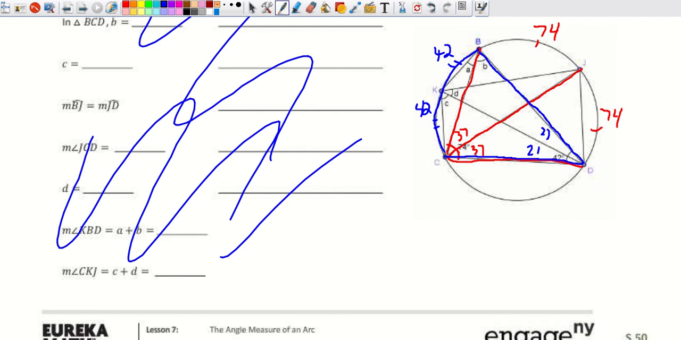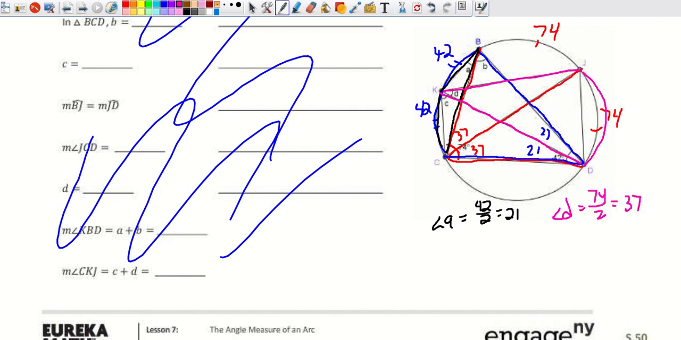So we can actually start answering some of these angles. Angle A is inscribed to this 42-degree arc. So angle A is half of 42, which is 21. Angle D is inscribed to the 74-degree arc. So angle D is 74 divided by 2, which we know is 37. So that's the measure of angle D.